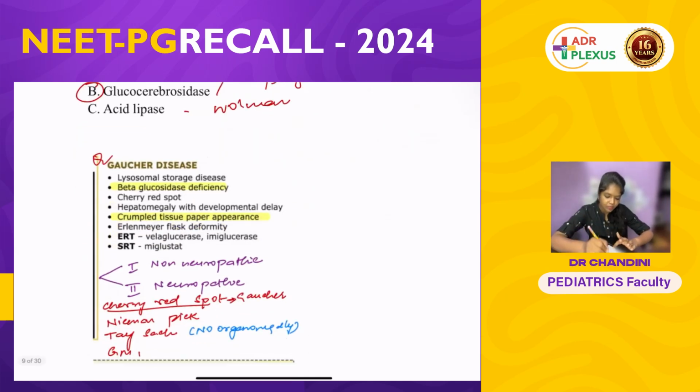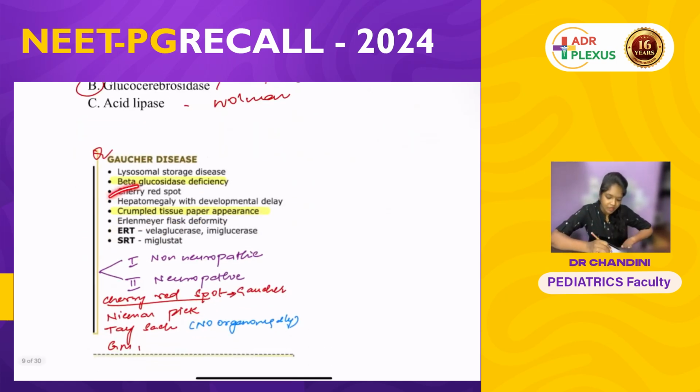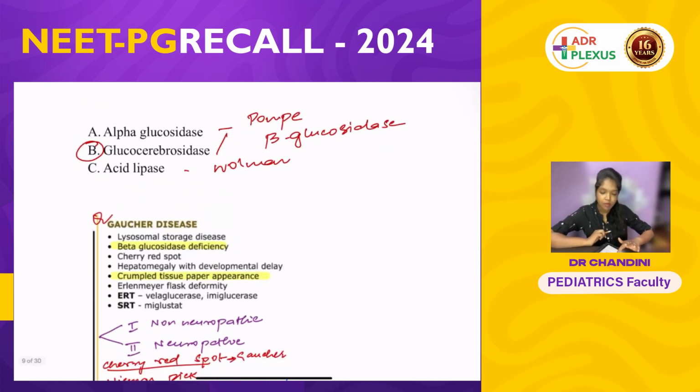Gaucher is a very important topic for any entrance exam, characterized by red spot, beta glucosidase deficiency, hepatomegaly with developmental delay. In the bone marrow, you see crumpled tissue paper, and you also have an Erlenmeyer flask deformity. You have enzyme replacement therapy as well for Gaucher disease. So this is about Gaucher.